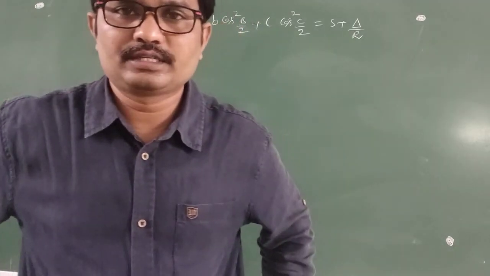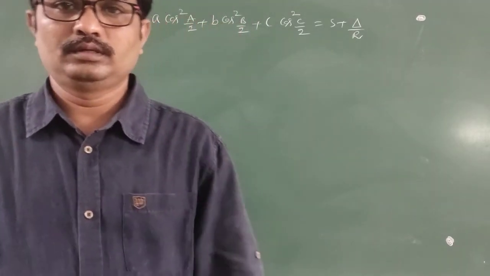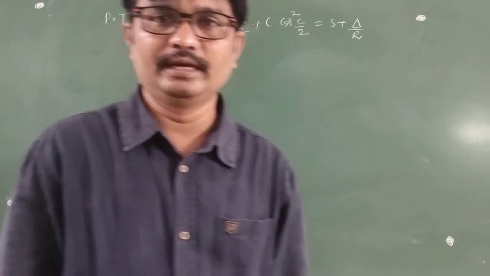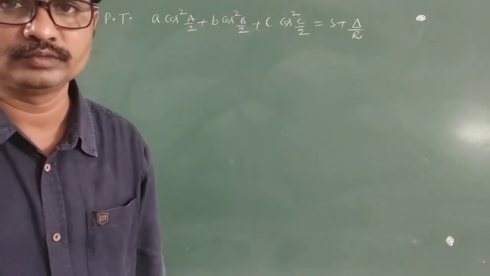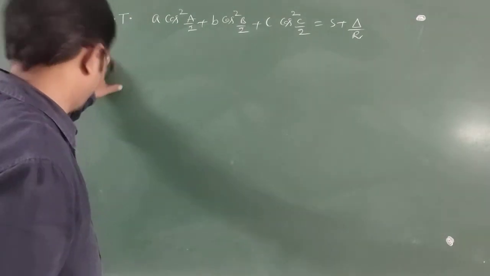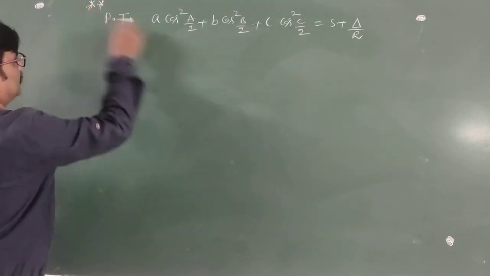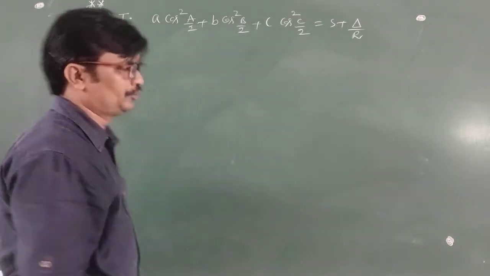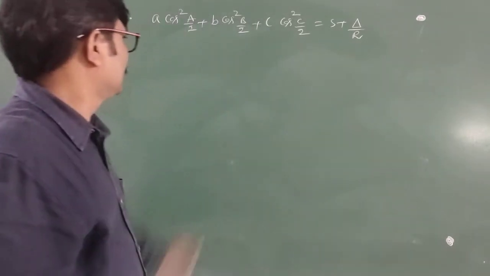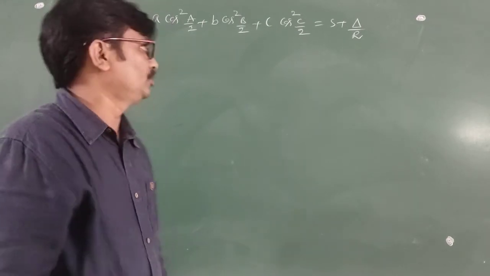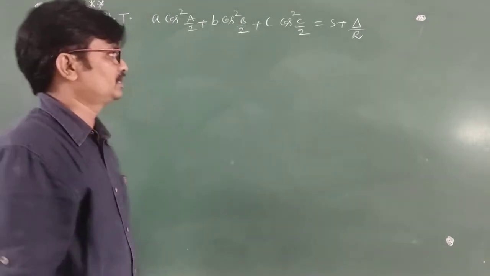Today we are going to discuss some different models in properties of triangles, related to part 1. Now it is one of the very important ones, students. a cos² (A/2) + b cos² (B/2) + c cos² (C/2) = s + Δ/R.